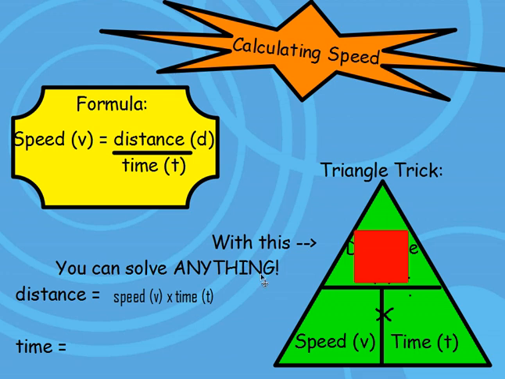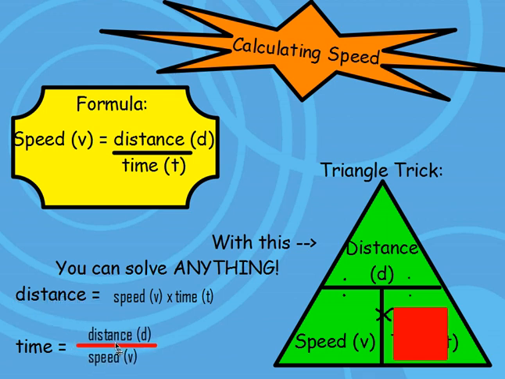Well, let's say now we wanted to find time. Just cover up your unit for time, then you are left with distance over speed. When something is on top of the other, we divide and you get the equation time equals distance divided by speed. So with that triangle, you can solve for any variable that I give you. Most likely, we're going to be just solving for speed, but you might see some problems that are solving for distance and time as well, and the triangle trick helps if you don't like manipulating the variables.